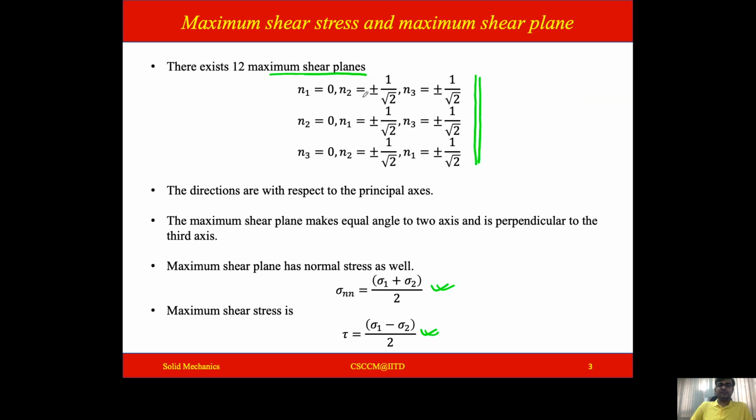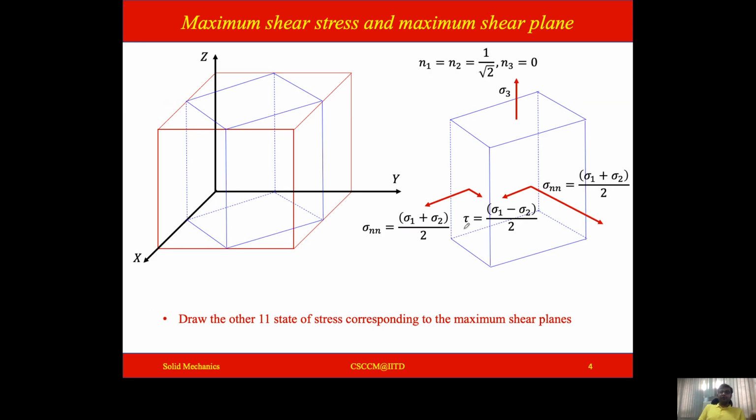And now what are the angles? 0, 1 by root 2, 1 by root 2. So 1 by root 2 is cos theta. So theta is 45 degrees. So we can say that the maximum shear plane makes equal angle with the two axes, and that is 45 degree, and is perpendicular to the third axis, right? So if I have to draw it, it will look something like this.